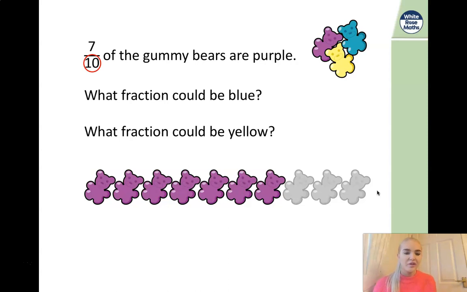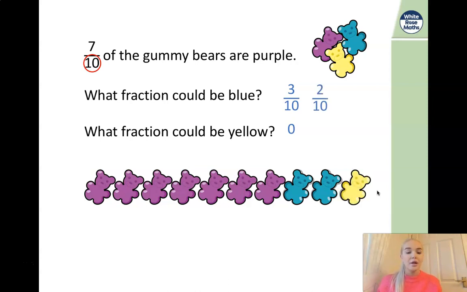So if we're thinking of what fraction could be blue, we could decide to have all the teddy bears blue, which would mean 3/10 would be blue and 0/10 would be yellow, and that's the same as 0. Working systematically and taking one blue one away and exchanging it for a yellow, we could have 2 blue, which are 2/10, and 1 yellow, 1/10. We could then take another blue one away and be left with 1 blue, which is 1/10, and 2 yellows, which is 2/10. Or we could be left with 0 blues and 3 yellow teddy bears, which is 3/10.